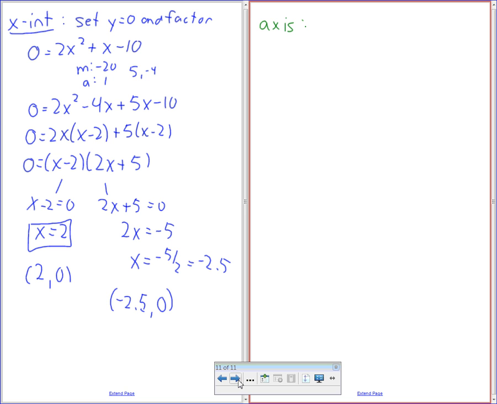My axis is going to be 2 plus negative 2.5 over 2, which is negative 0.5 over 2, which is negative 0.25. There we go. That's your x value. How do we get our y value now? Someone please be brave. Go ahead. So y into like negative 0.25. Yeah, good. You can use either equation. I'll use this one.